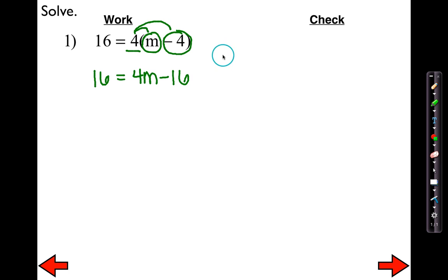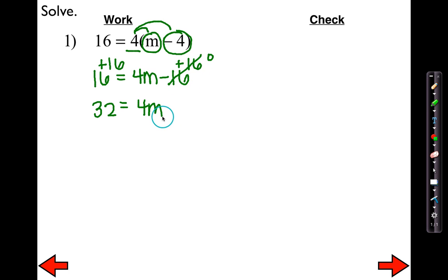So now, at this point, after distributing, we typically will get rid of the constant by undoing addition or subtraction. So I'm going to go ahead and undo subtraction here by adding 16 to both sides. By adding 16 to both sides, that's going to create a 0, which is exactly what I need. Why? Because 4m minus 0 is still just 4m. So we're getting closer to isolating the variable. Now here, 16 plus 16 is 32. So we've distributed, we've got rid of the constant.